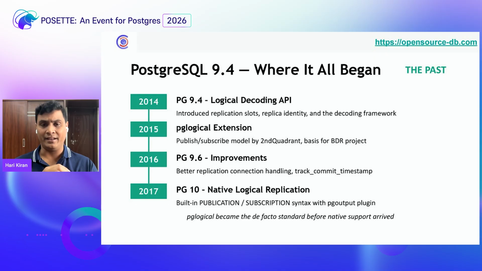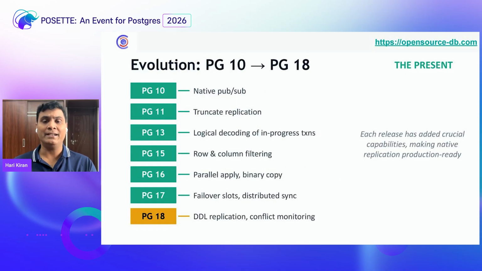In 2017, Postgres 10 brought native logical replication into the core with publication and subscription syntaxes, right? That's where we say CREATE PUBLICATION, CREATE SUBSCRIPTION. We will see an example in one of our slides, right? This was powered by the pgoutput plugin. This made the feature a first class Postgres capability. Now, let's move on and see the evolution from Postgres 10, where we introduced the first native logical replication, till the current major version of PG18.